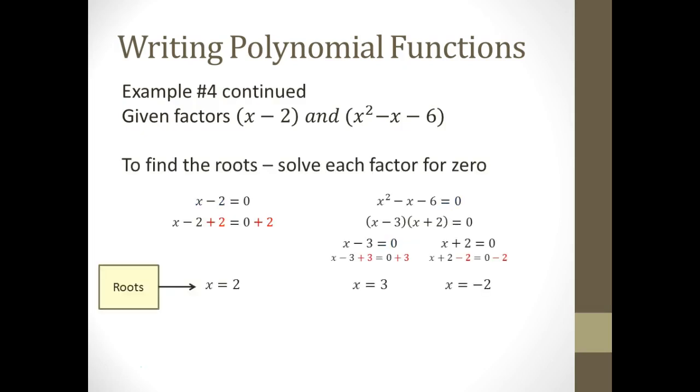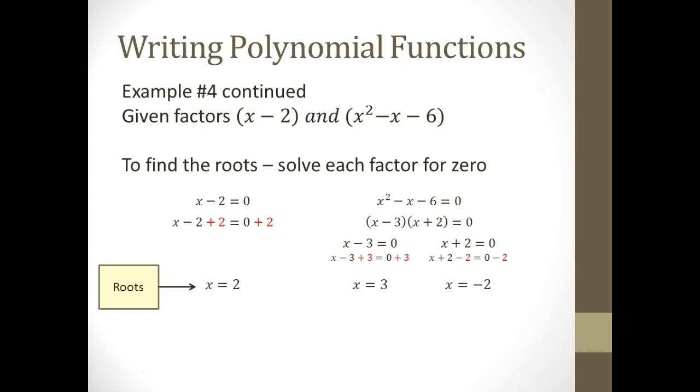Now I still have to find the roots. Well, I was given the factors, so here's what I'm going to do. I'm going to set each factor equal to 0 and solve it for x. All right, so I start with the factor x minus 2. I set it equal to 0. I add 2 to both sides, and I end up with a root of x is equal to 2.